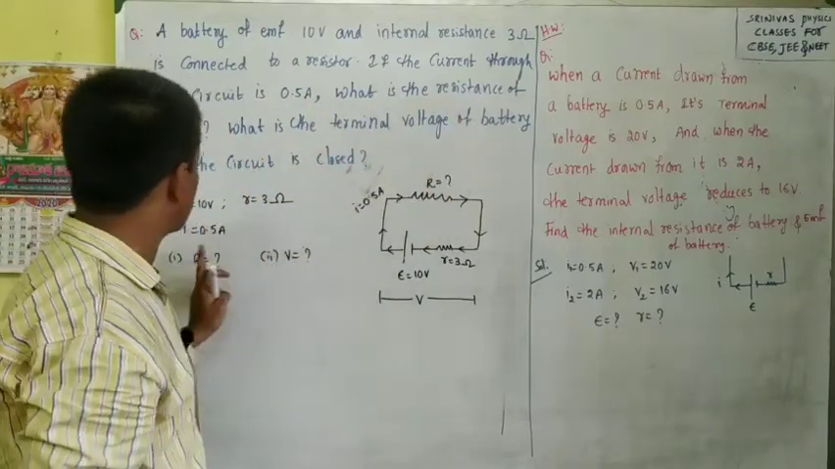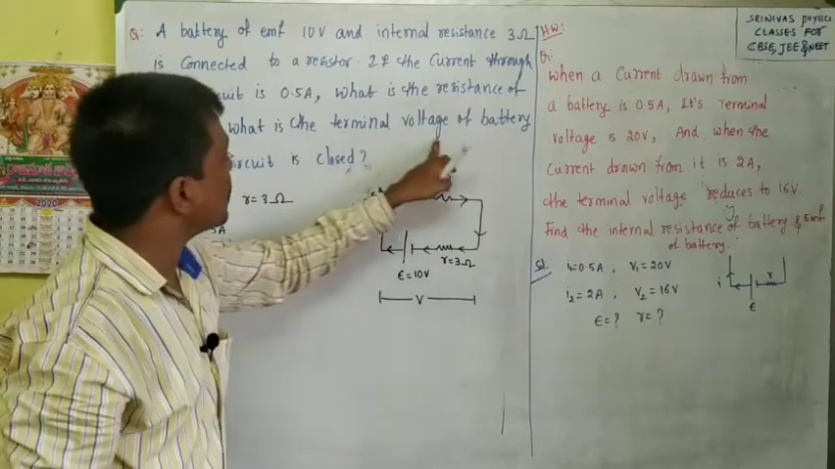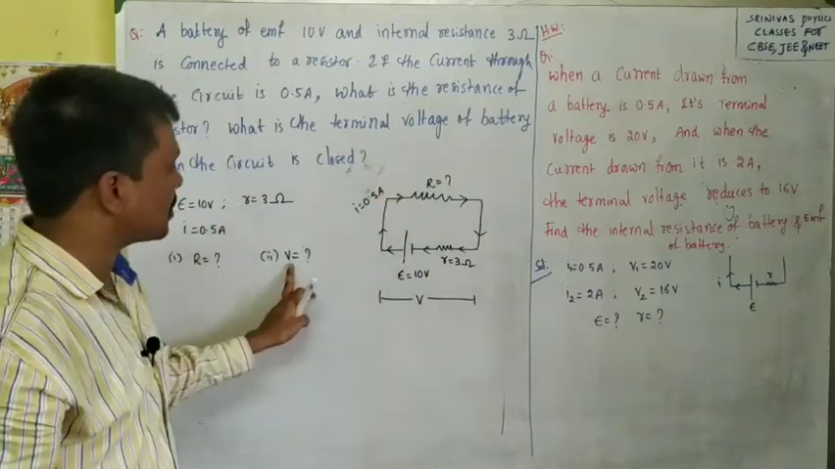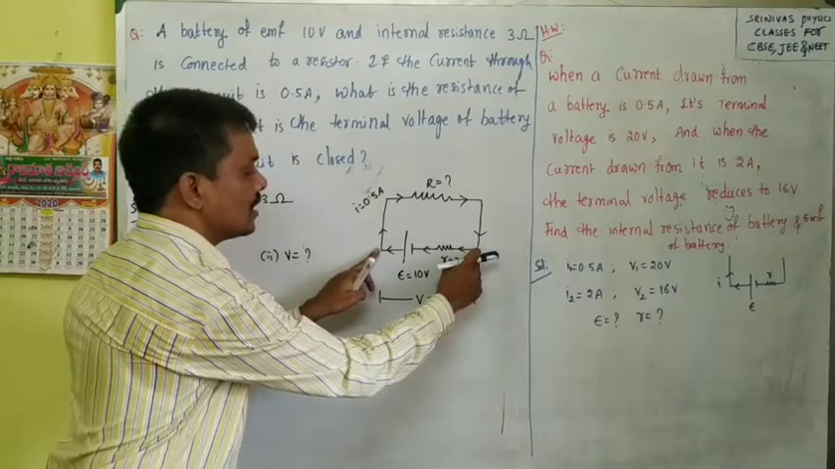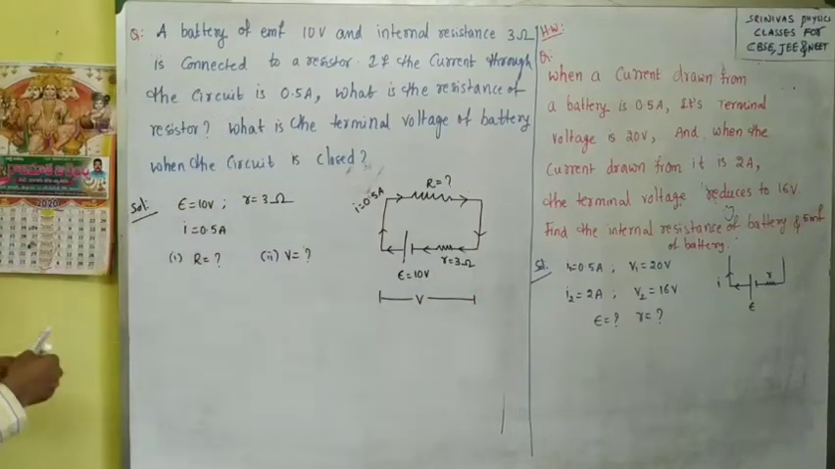We have to find out this resistance, capital R, and also find out the terminal voltage across the cell. Okay, it is a very simple problem.